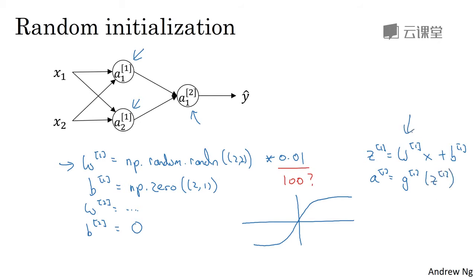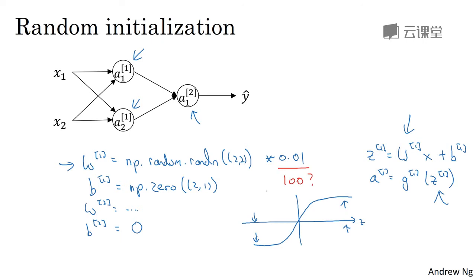So if W is very big, Z will be very big, or at least some values of Z will be either very large or very small. And so in that case, you're more likely to end up at these flat parts of the tanh function or the sigmoid function, where the slope or the gradient is very small, meaning that gradient descent would be very slow, and so learning would be very slow.